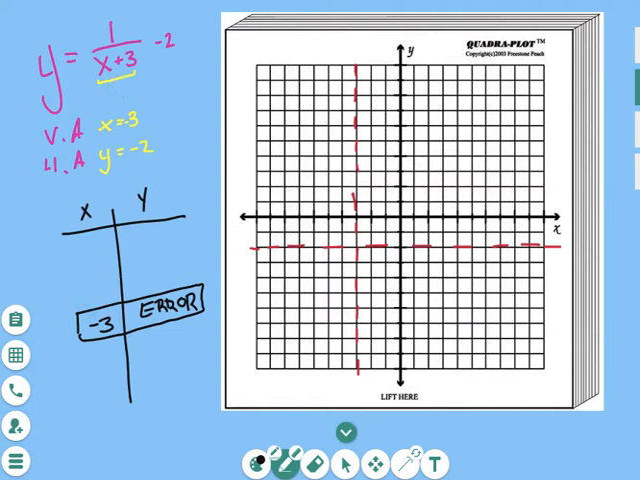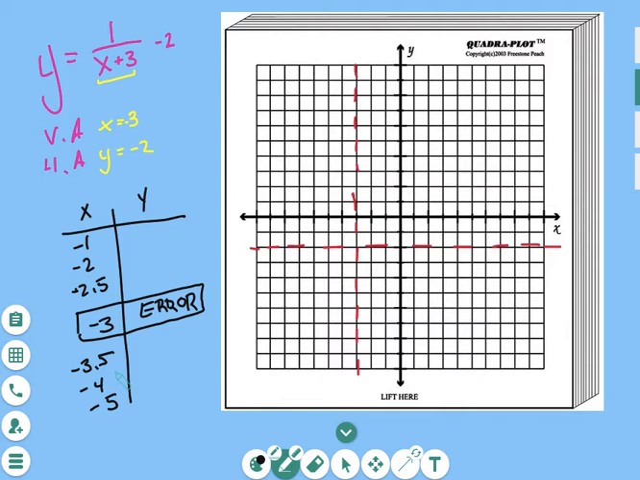Then that half, 1, and 2 out from our asymptote would be -2.5, -2, -1. So I'm going a half up from -3, 1 up from -3, and 2 up from -3. Then I would do the same on the other side. Once I've got my 6 points, I'm ready to plug them into my calculator and get out y values.